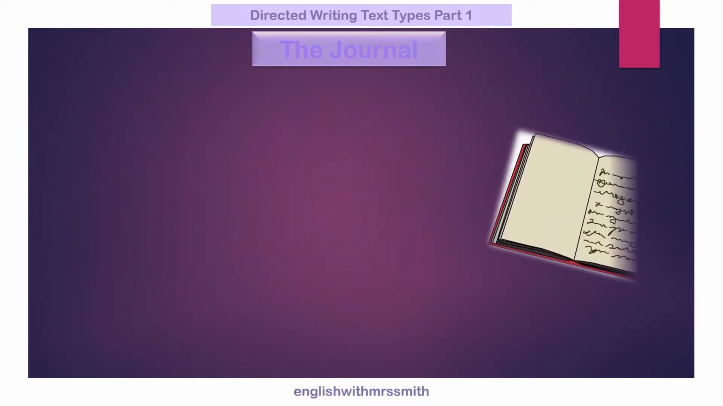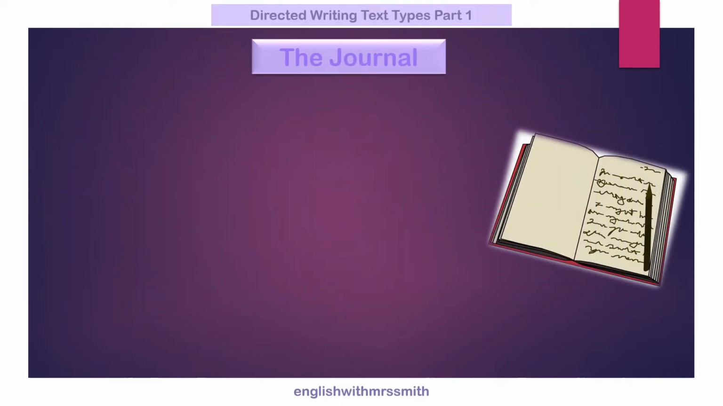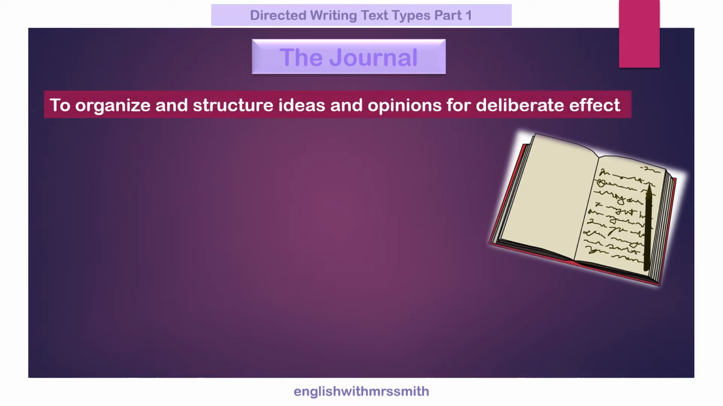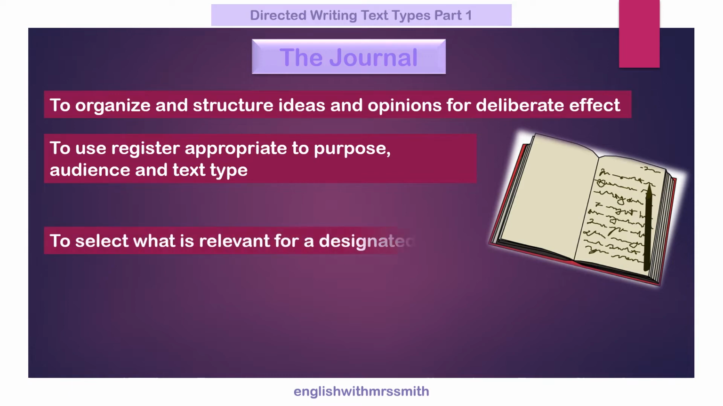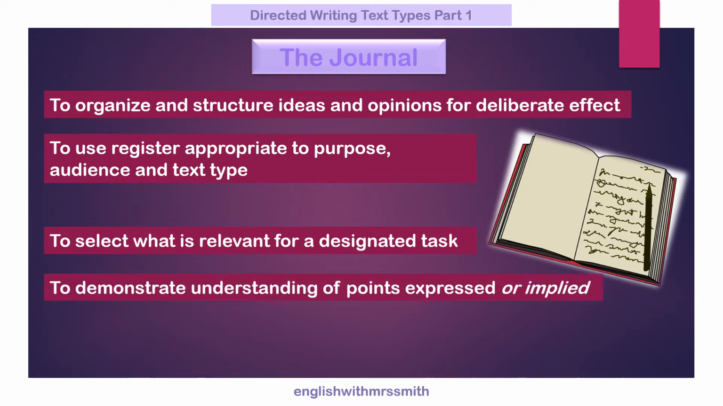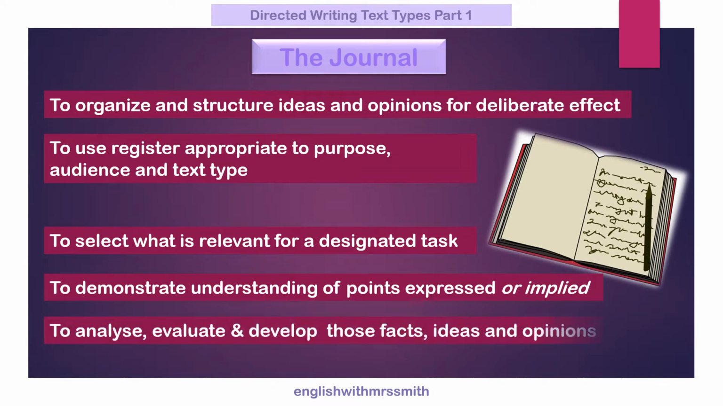In this series of videos, we're looking at directed writing text types, starting with the journal. As we explore elements of journal writing, we're going to address certain assessment objectives for writing and for reading. For example, you need to organise and structure ideas. You need to use a register that's appropriate for a journal. You have to decide what is relevant and select those points for the task. You also have to show your understanding of things that have been expressed or implied in the original text, and then to develop those points in your journal writing.